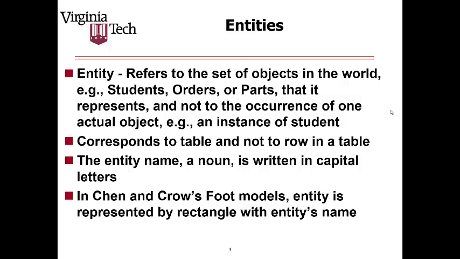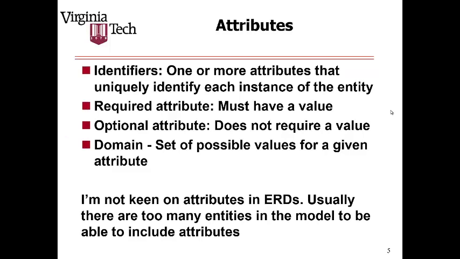So we make our models between entities. So we say a student is related to a course. There's lots of notations, and I'm going to be mostly using the crow's foot notation because that's what our book is using. Well, attributes are things that describe entities.